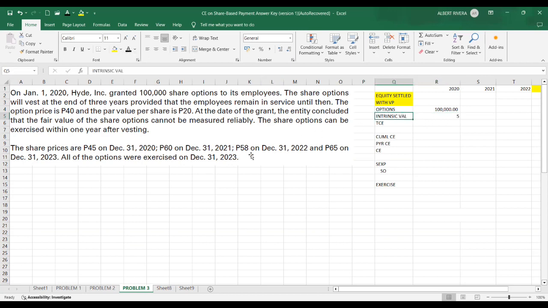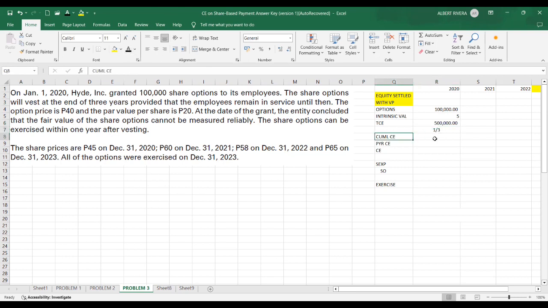Again, the intrinsic value is 5. That is derived from the difference between the fair value of the shares, or the market value of the shares, minus the option price. So this is 45 minus 40, the intrinsic value is 5. And this is now the total compensation expense, okay, times the cumulative number of periods rendered over the vesting period. This is just the first year, so times 1/3.